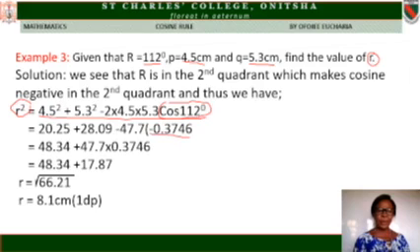0.3746. If you look at the next step, you see that minus sign changed to what? Positive sign, because that minus 47.7, when it multiplied minus 0.3746, minus and minus automatically turn to plus. And that's why that step gave us 48.34 plus 47.7 times 0.3746. And so when we multiply 47.7 with 0.3746, we have 17.87. And that gives us 66.21. When we look for the little r, we find the square root, and it gave us 8.1 cm to 1 decimal place.